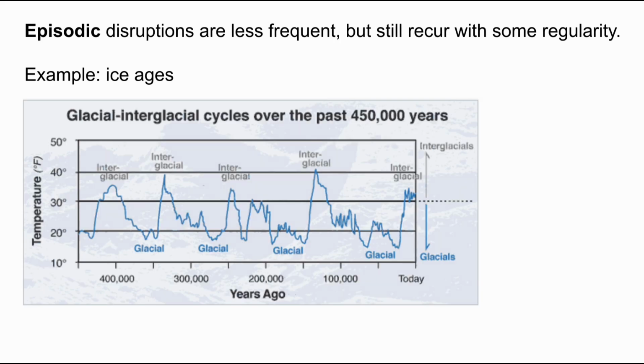Episodic disruptions, though, are less frequent, but they still happen quite regularly, over longer periods of time. And the best example of this would be ice ages. In this graph here, we see temperature, which happens to be in Fahrenheit, I don't know why, but what we find is that when the temperatures get low, we have glacial periods, that means ice ages. And so we see these ice ages happen at a fairly regular interval. It's not completely regular, but every 10,000, 20,000 years or so, you're going to get one.